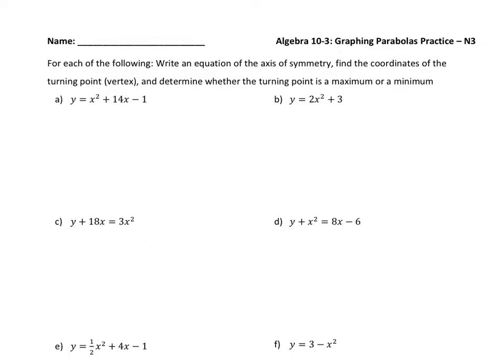For each of the following, write an equation of the axis of symmetry, find the coordinates of the turning point or vertex, and determine whether the turning point is a maximum or a minimum. Let's take a look at letter B.